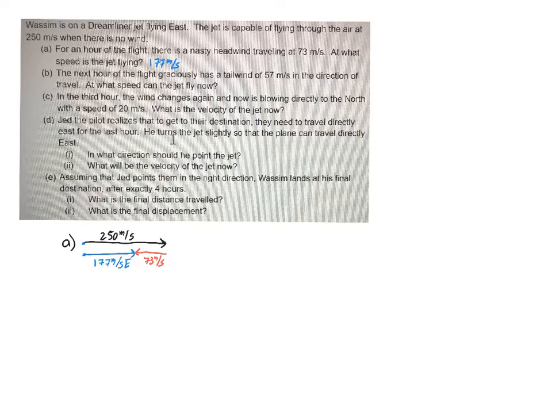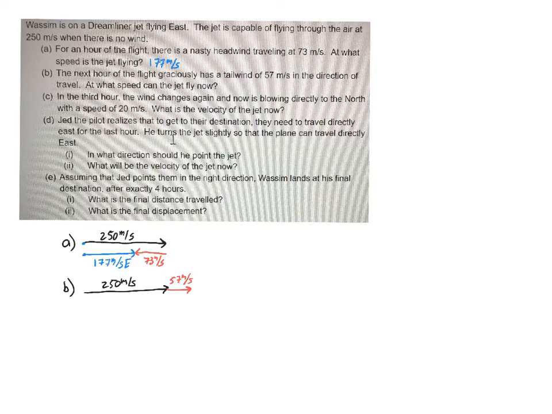Done. Letter B, the next hour of the flight graciously has a tailwind of 57 meters per second in the direction of travel. At what speed can the jet fly now? Well, normally it can go 250. And then we're going to add on to that an extra, because we've got a tailwind pushing us in the same direction, 57 meters per second.